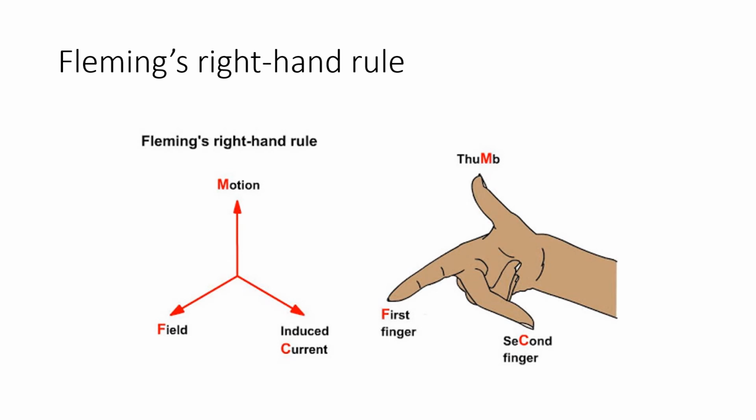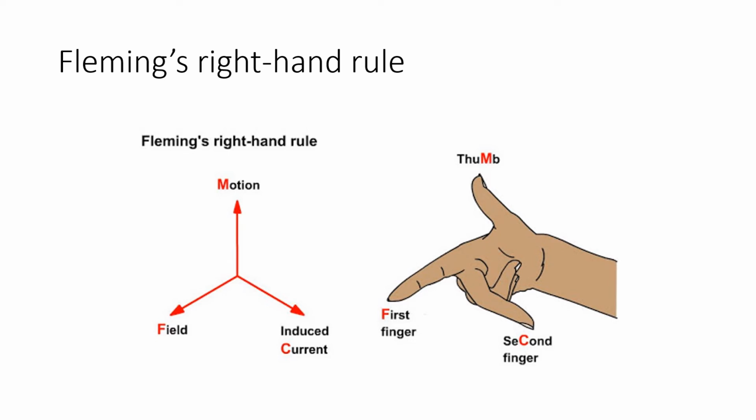Okay, now we learn about Fleming right hand rule. Don't get confused between Fleming left hand rule and Fleming right hand rule. For Fleming left hand rule, we usually use that to determine the direction of the force, and for Fleming right hand rule, we always apply it to determine the direction of induced current.